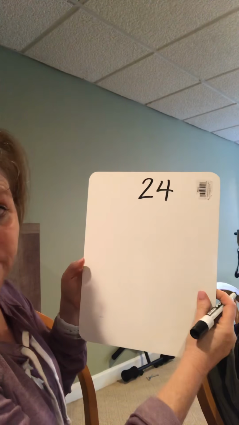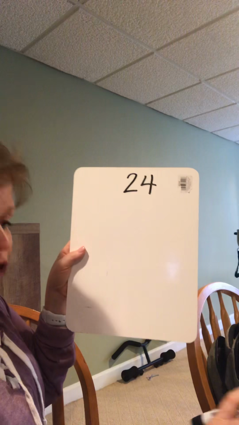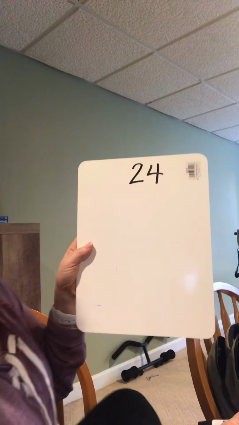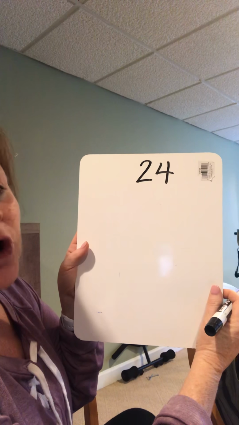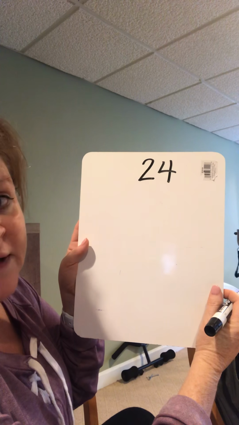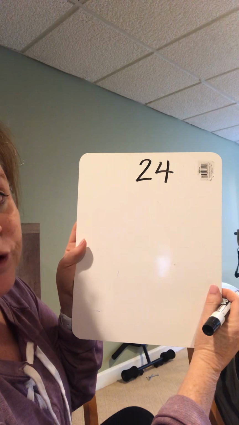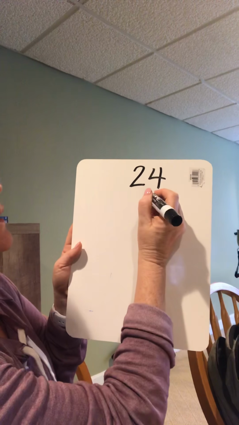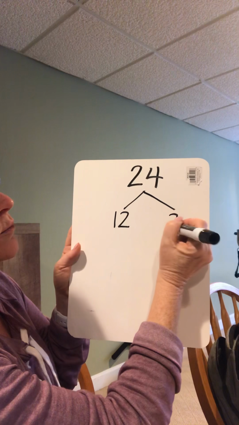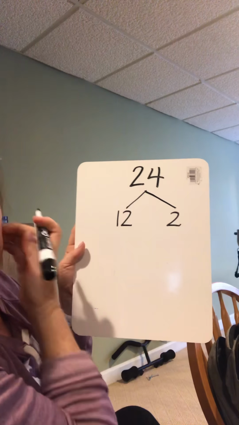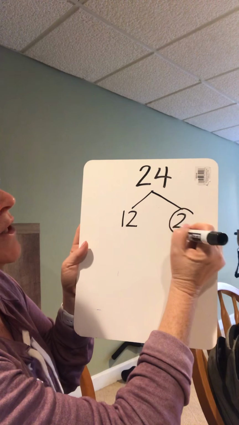Now, let's look at 24. Just so you know, there are lots of ways to break down 24, but no matter how you start, you will end up with the same prime numbers when you're finished. So I'm going to pick 12 and 2. Now we've already talked about 2 is prime, so I'm done here.